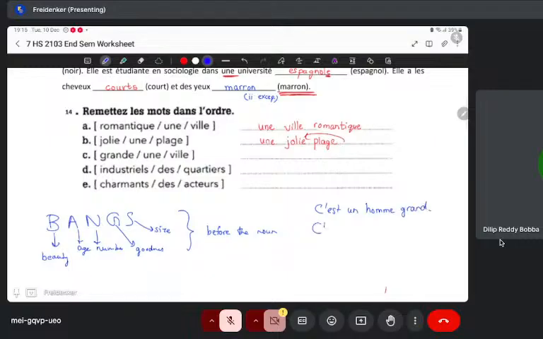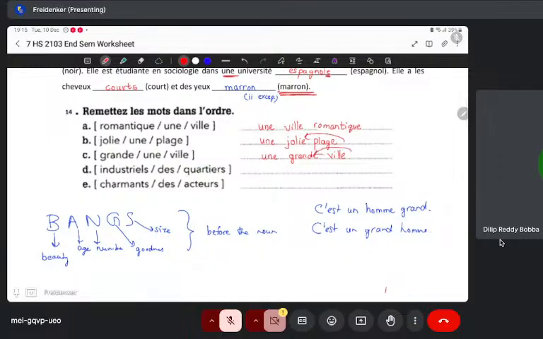But if I say un grand homme, it means it's a big man, like famous. Similarly, the answer is going to be une grande ville. So it's like a big city. I'm not talking about its height. Maybe it's famous or it's big in size. So size is also covered, so it comes before the noun.